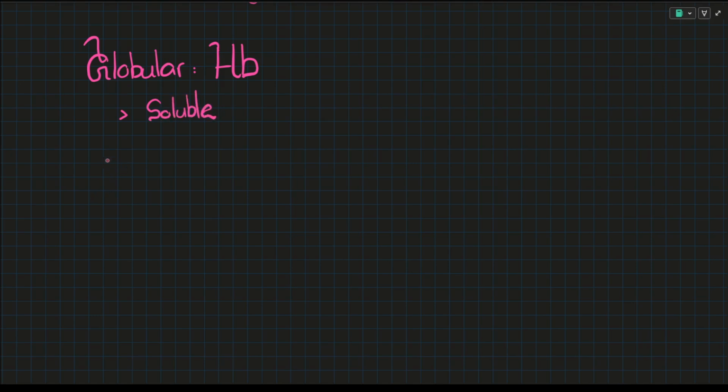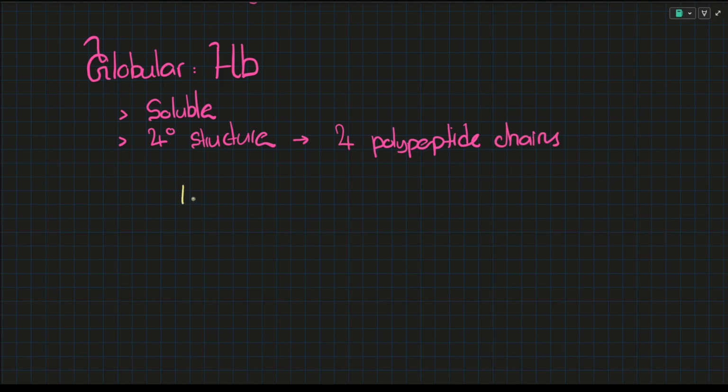It's soluble, of course. It has to be soluble, otherwise it's not going to work. It has a quaternary structure. When I say it has a quaternary structure, you have to straight away know we have multiple polypeptide chains, multiple types of polypeptide chains, or multiple polypeptide chains of the same type. Either way, it can be quaternary structure. Actually, it has 4 polypeptide chains. Let's talk about the 4 polypeptide chains in more detail.